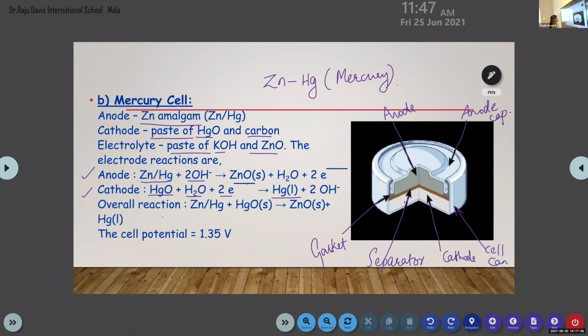Then we can write the overall reaction. We can cancel the similar terms. Then it becomes zinc amalgam plus mercuric oxide gives zinc oxide plus mercury. And here the cell potential is 1.35 volt.